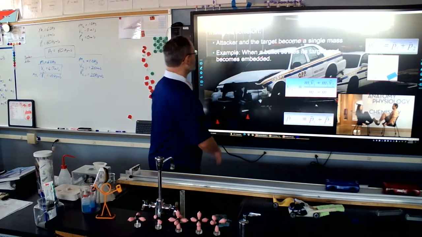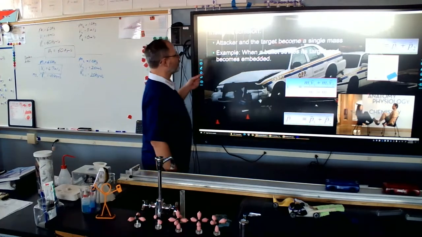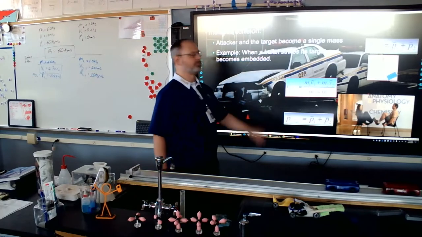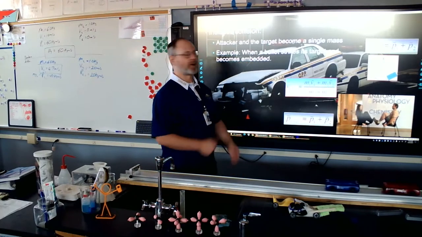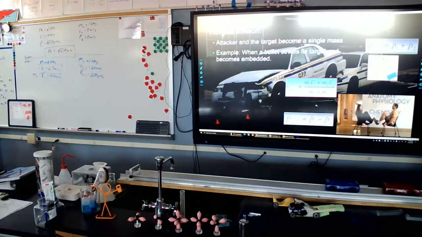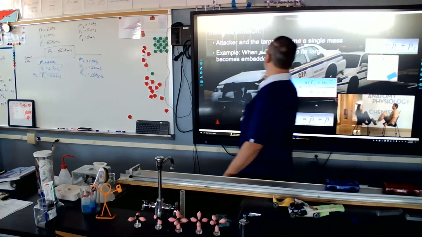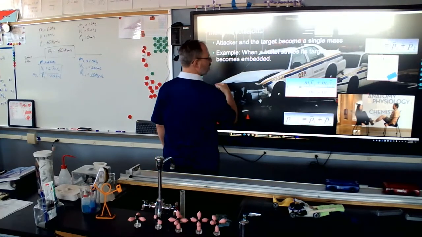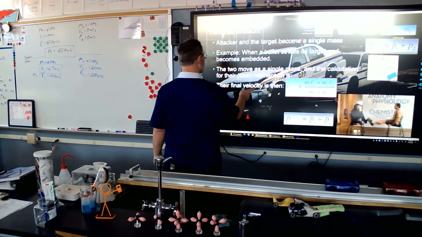Okay. So a perfect example of an inelastic collision is when a bullet strikes a target and gets embedded in the device. This is actually called a ballistic pendulum. We don't have one, but they're pretty cool. You launch something into a cup of clay and it gets stuck in the clay and the whole thing swings. Pretty neat. But that uses pendulums and we don't study pendulums anymore.